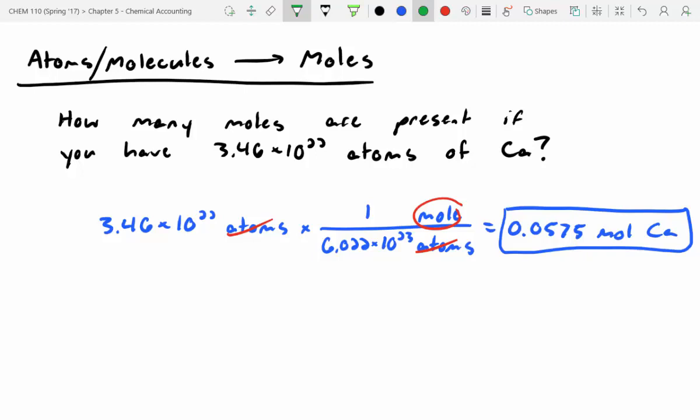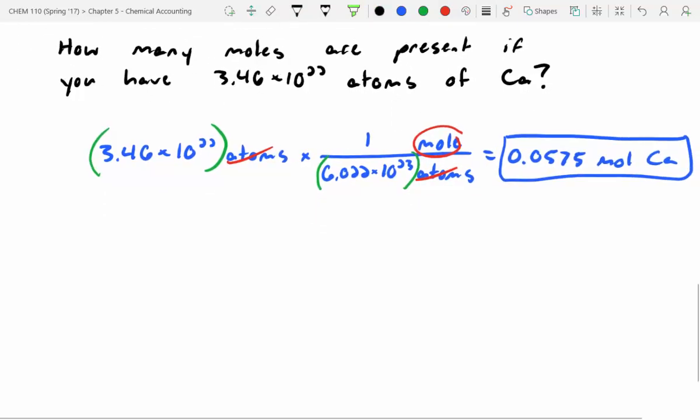Oftentimes what I do, just to avoid confusion with the calculator, is I bracket these in with parentheses, and I bracket in Avogadro's number with parentheses too. Otherwise, it thinks that you're doing a different mathematical operator. Does that make sense? So if you are getting an incorrect number, it's always better to err on the side of caution and use more parentheses than you need. You guys getting it now? All right, that's good. All right, let's try another one.